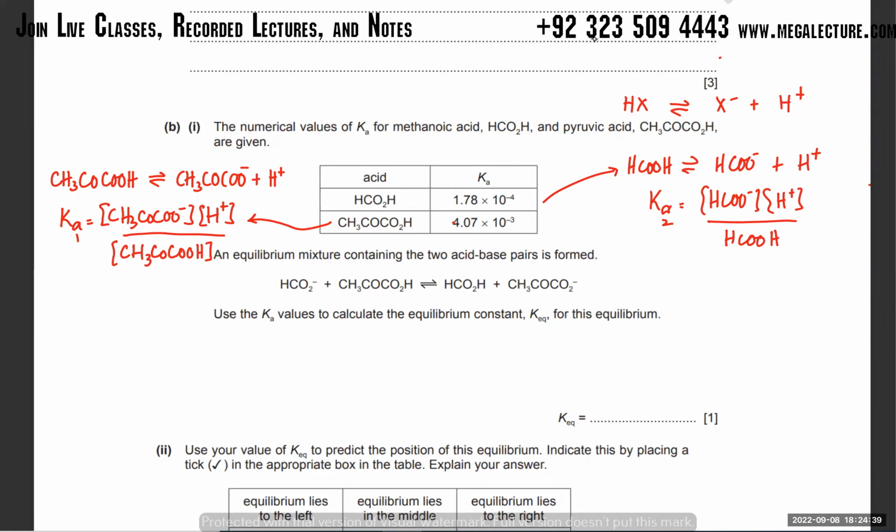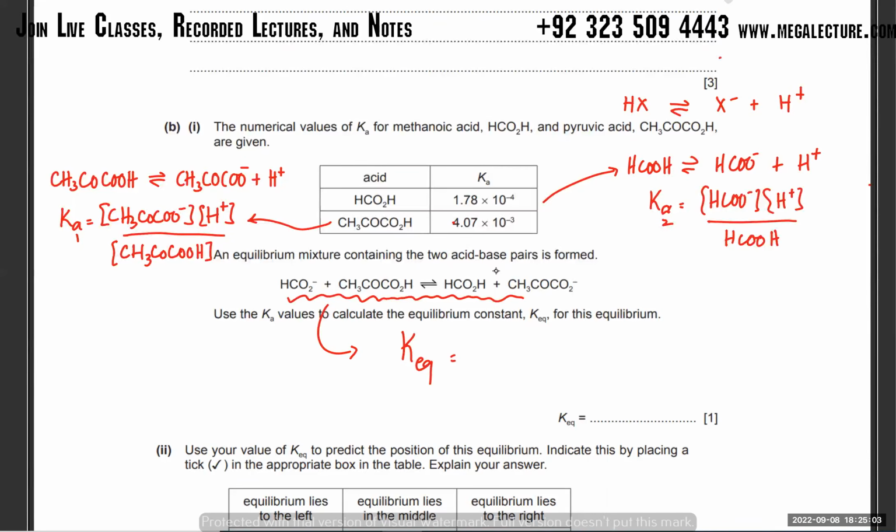Now the question is slightly tricky, because you just have to think a little bit. He's asking to use these K values and find the K equilibrium. I mean, this is Kc. He's saying, find the Kc for this reaction, the equilibrium constant. So what is your equilibrium constant for this one? It's product concentration, so it's HCOOH concentration. The other thing is CH3COCOO minus 1 concentration. That's your product.